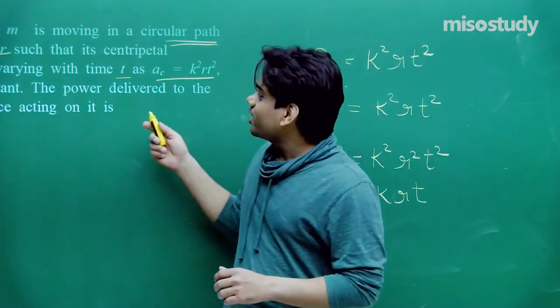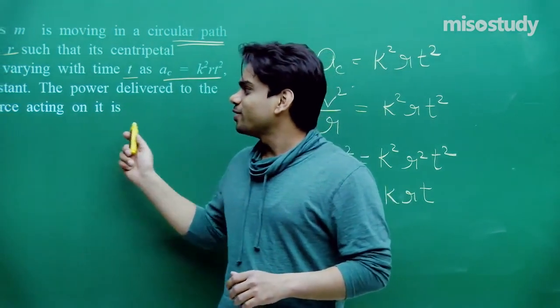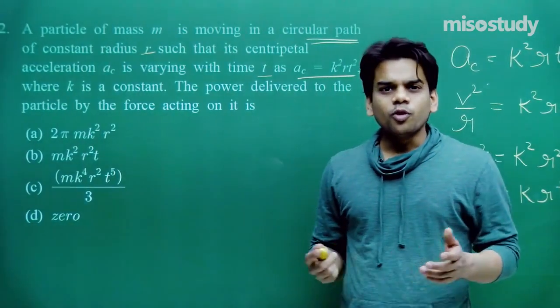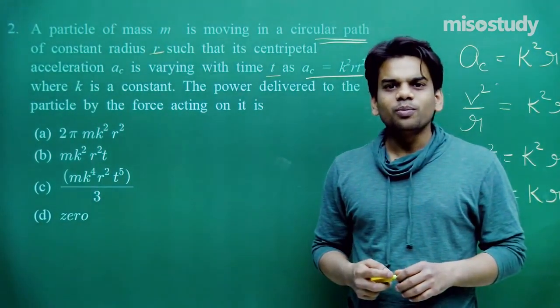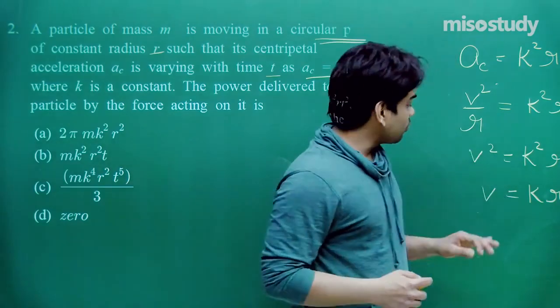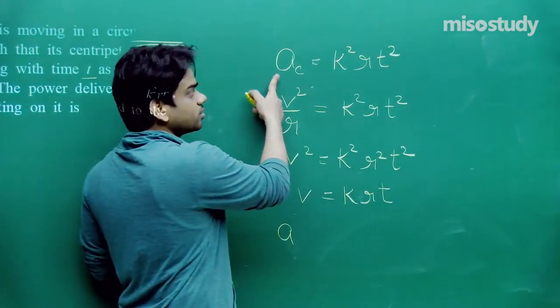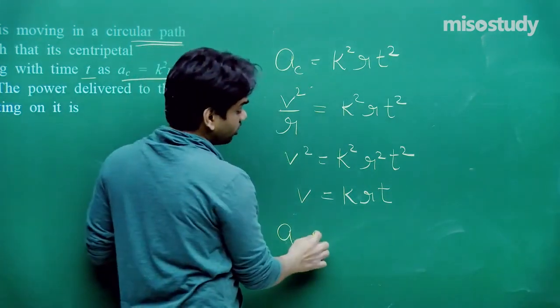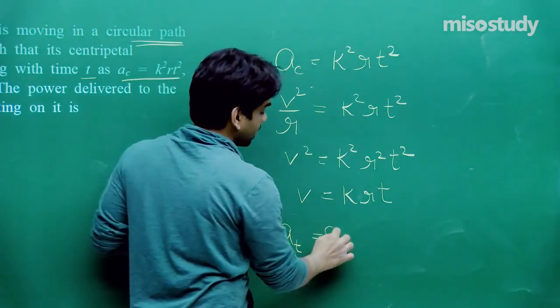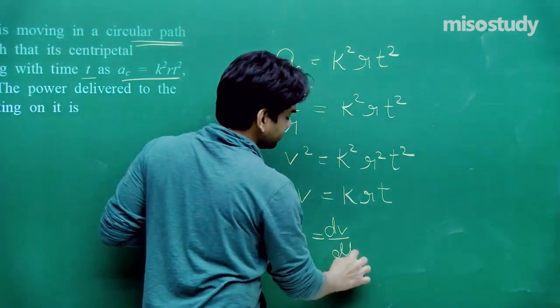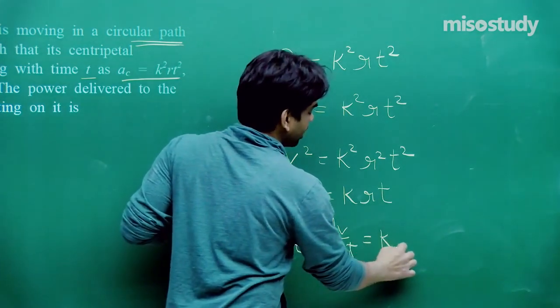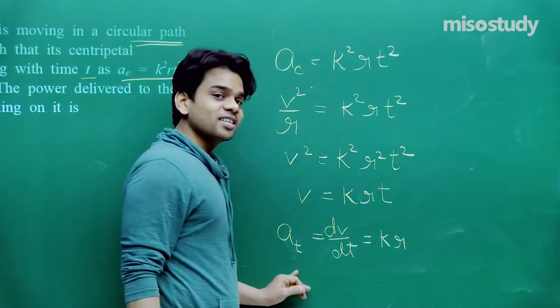Next, we need to find the power delivered to the particle by the force acting on it. Force will be mass into acceleration. But don't use the centripetal acceleration; you need to find the tangential acceleration. That will be dv by dt, which comes out to be k into r. This is the tangential acceleration.